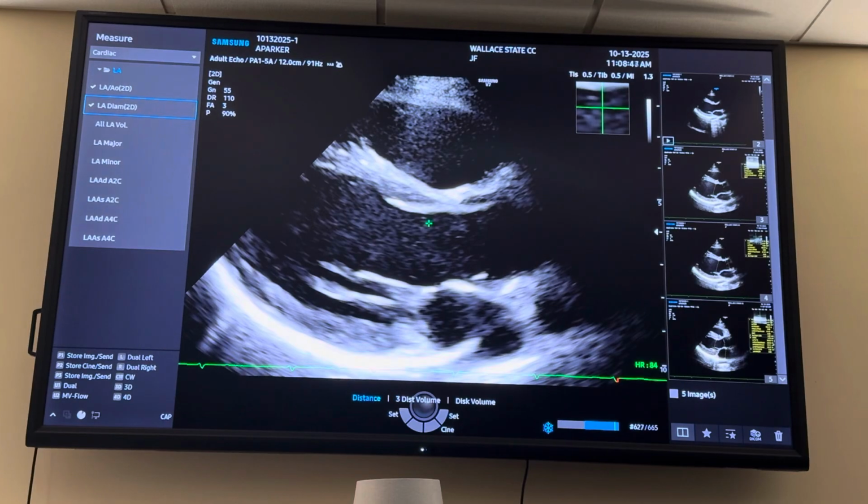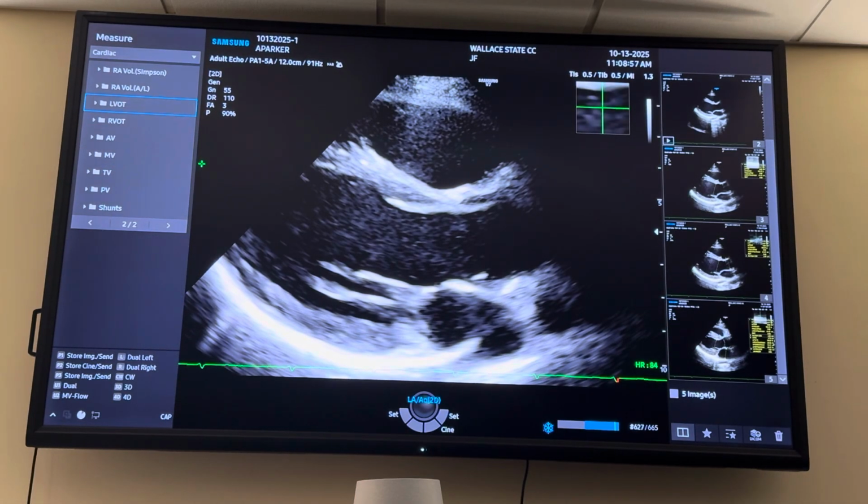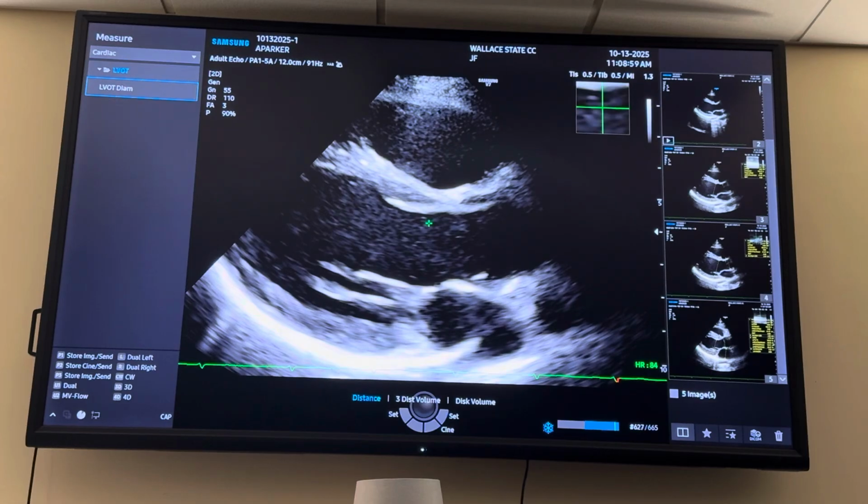So here you're going to measure LVOT. You can tell that the aortic valve is open. Let me see where I can find it. I have to hunt this one down. Oh, here it is. Your LVOT diameter here.